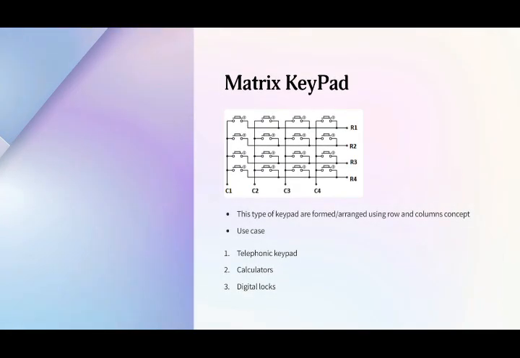Matrix keypad. These types of matrix keypads are arranged using the rows and columns concept to ensure which key is pressed at a particular point of time. We can sense this using the rows and columns concept. These matrix keypads can be found in telephone keypads, calculators, and digital clocks as well. Here we use it in a microwave oven project for input purposes.